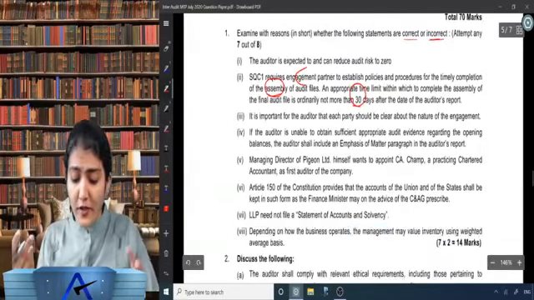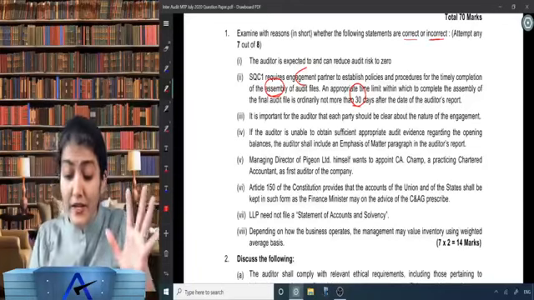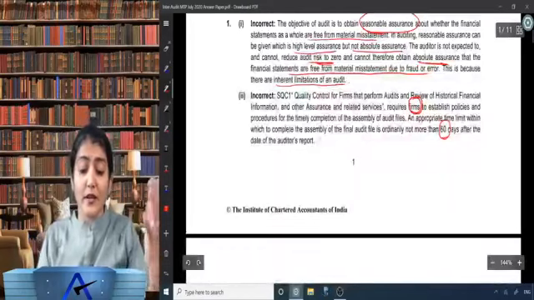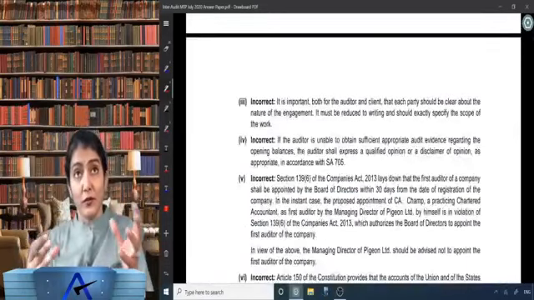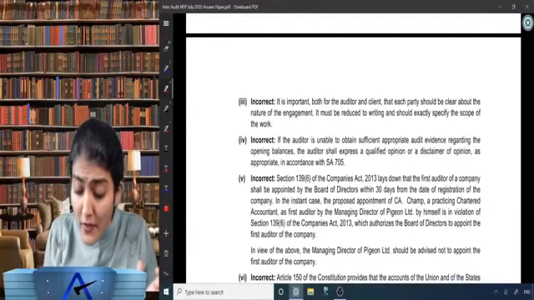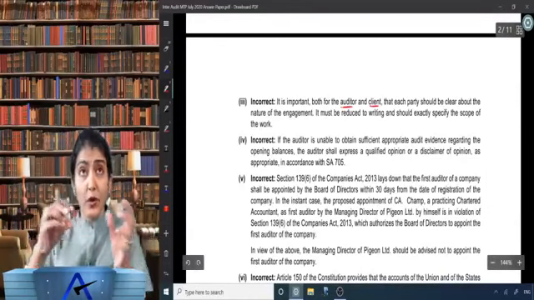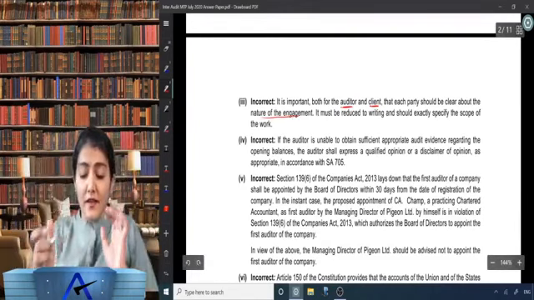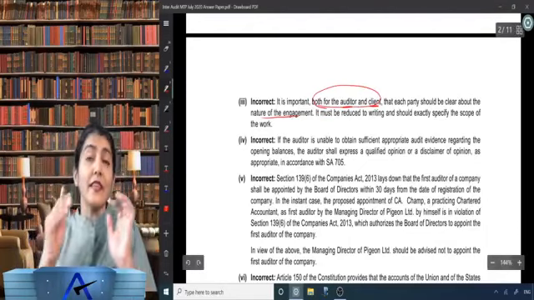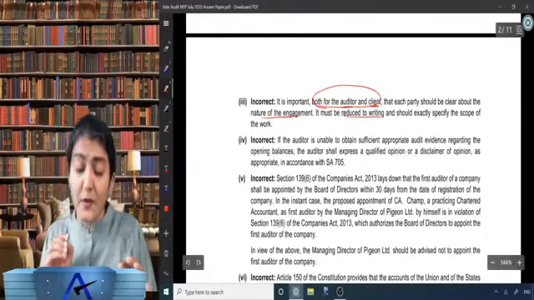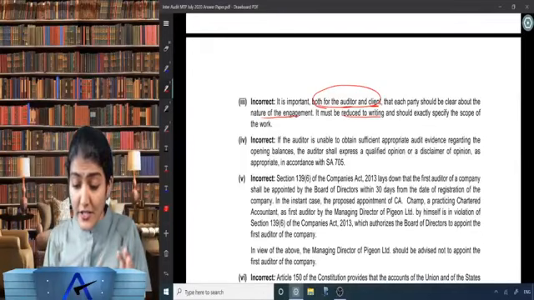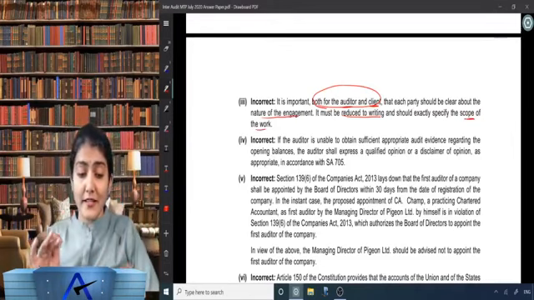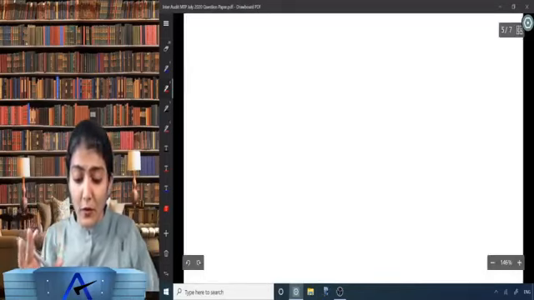Okay, third one. It is important for the auditor that each party should be clear about the nature of the engagement. Yes, absolutely important, absolutely correct. It is important for each party. Who is each party over here? The auditor and the client. That each party, both auditor and the client, should be clear about the nature of the engagement. Right, so we copy the sentence again, only we write yes, both for the auditor and the client. And further we say it must be reduced to writing. That is, it should be in writing, the engagement letter, and should exactly specify the scope of the work. Right, so it should be reduced to writing and it should also exactly specify the scope of the work.